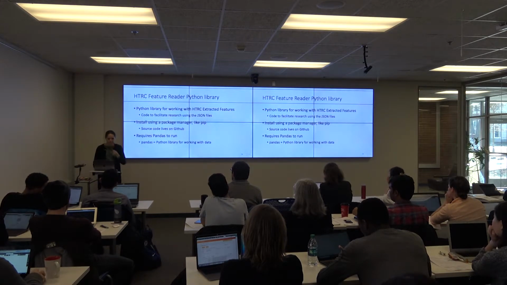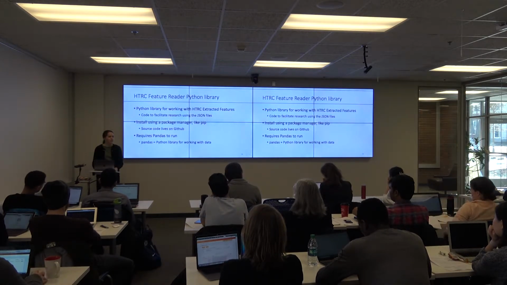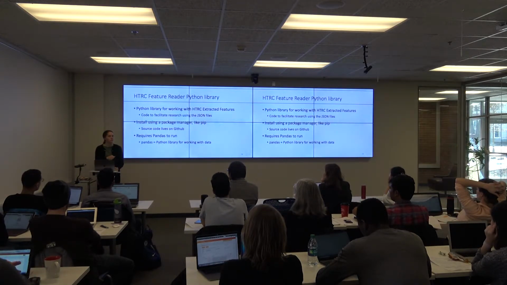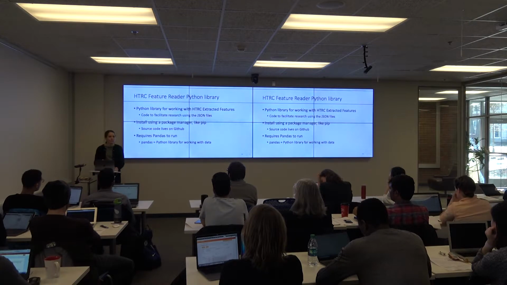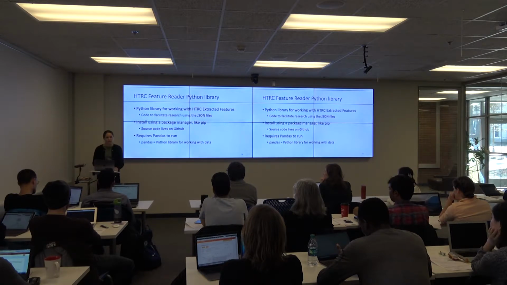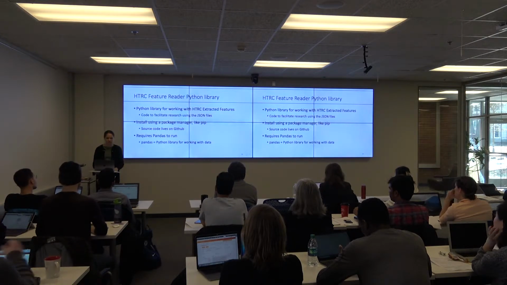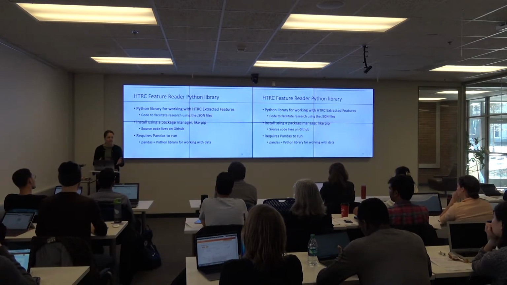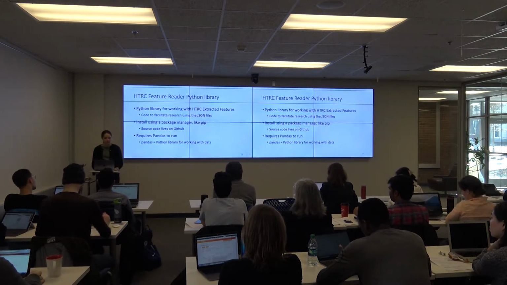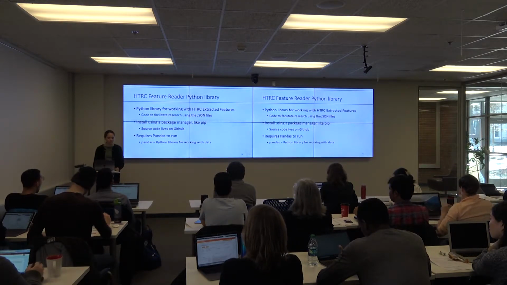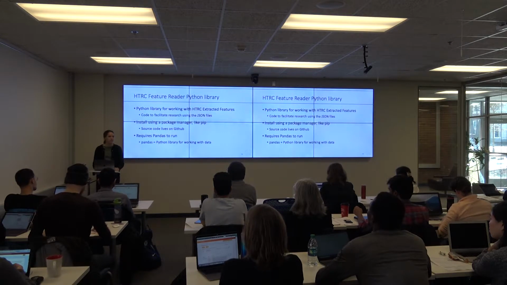All right, we're going to do an example for the next little bit using the HTRC feature reader Python library. In conjunction with releasing this data set, one of our developers, who has since moved on to a faculty position at the University of Denver, developed a Python library for working with the extracted features files. It facilitates research using those JSON files. You install it using a package manager like pip. The source code lives on GitHub. This is my favorite question I've ever gotten in a workshop: where does it live? I guess it lives on GitHub. That's where you go to get it. But you would install it using a package manager, and you also have to have pandas installed to run it, and pandas is a Python library for data science.